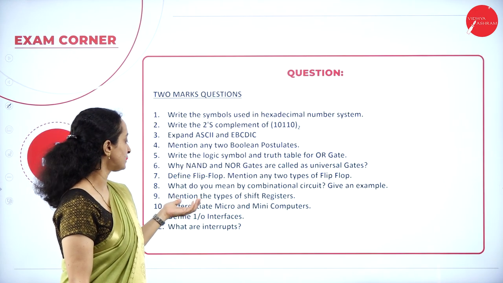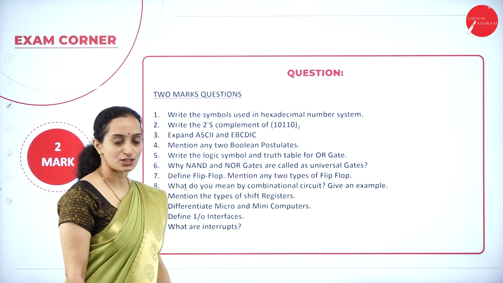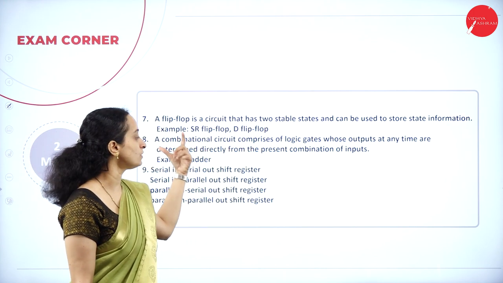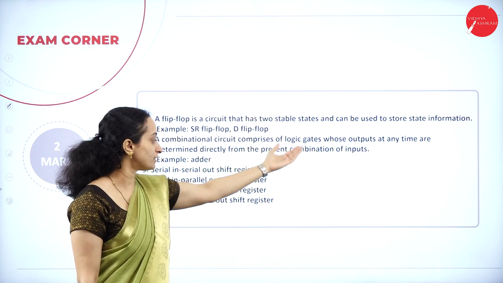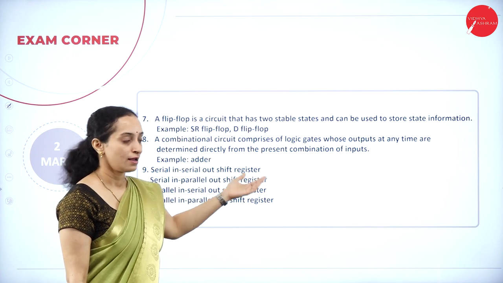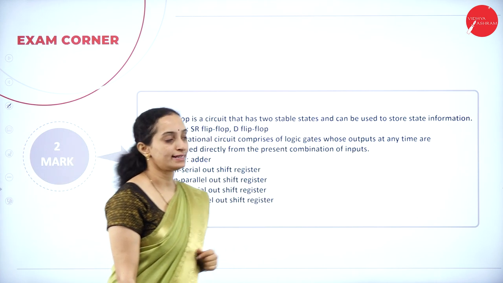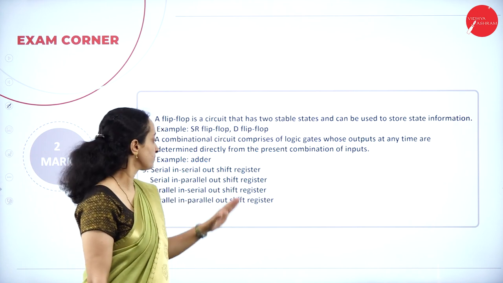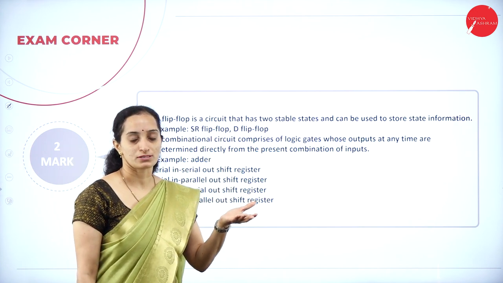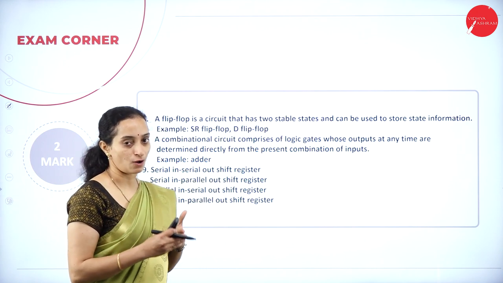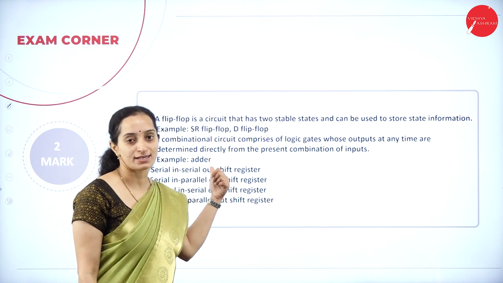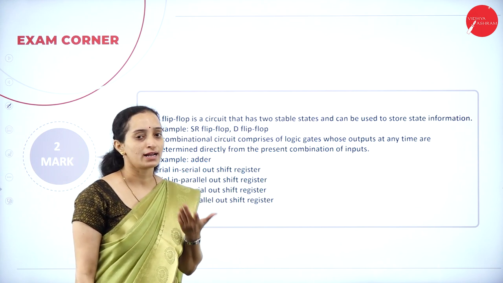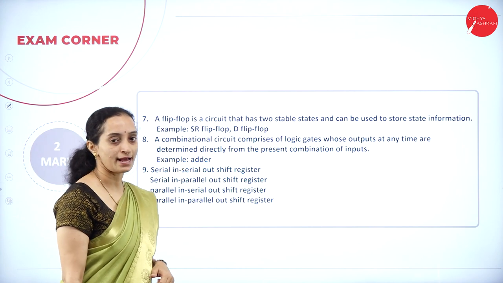Okay. The next question is, what do you mean by combinational circuit? Give an example. So the answer you can give is, a combinational circuit is a combination of logic gates whose outputs at any time are determined directly from the present combination of inputs, not from the previous output. It considers only the current input. The example I have given is adder. You can give adder, subtractor, multiplexer, decoder, encoder, anything.